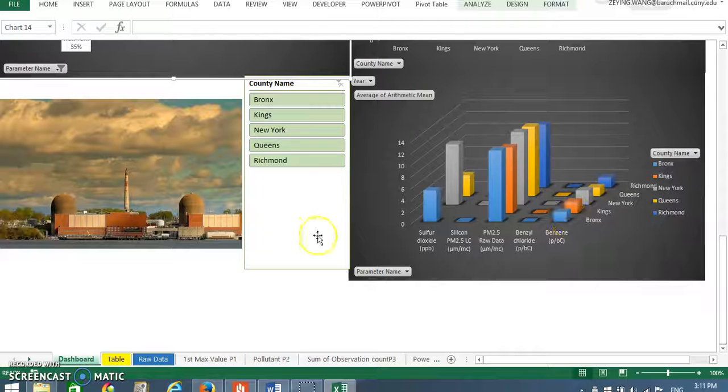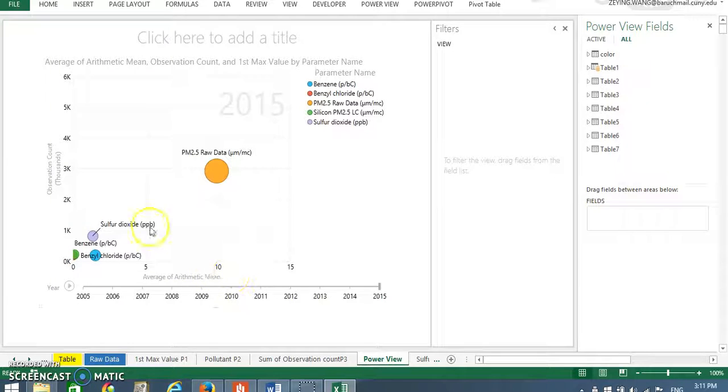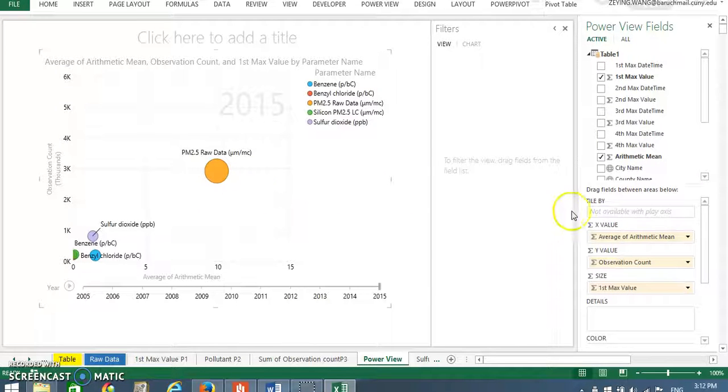And finally, since it is difficult to use a single chart to combine all the variables together, I decided to make a power view to observe the relationship among all of them as time went by. So I used average of arithmetic mean as the x-axis, observation count as y-axis, and year as play-axis. The size of the bubble indicates the changes of its first max value.